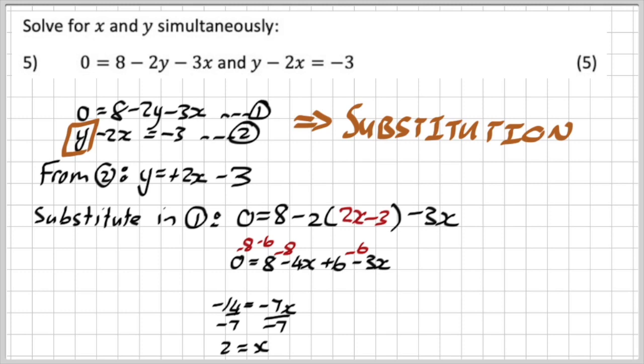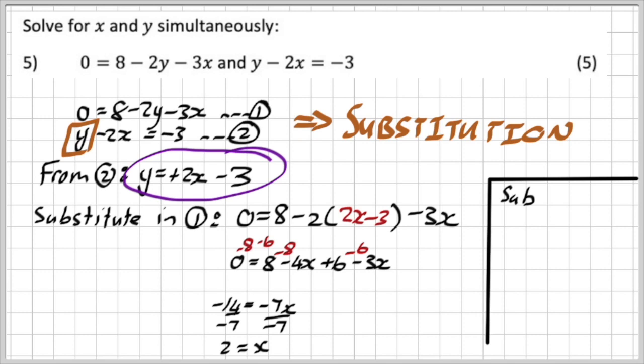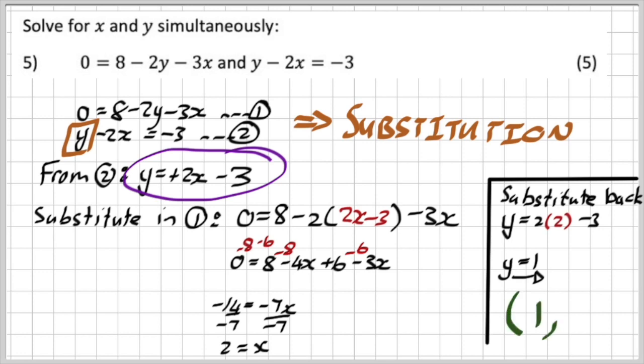Last, I need to substitute the 2 back into an equation. I'm choosing to substitute it into there because y is already alone. So I'm going to substitute x with 2, and this gives me 2 times 2 minus 3, so y is 1. Now I love to always write it as a set of coordinates. Not 1, comma, 2, but 2, comma, 1. Remember, x is first and y is second.